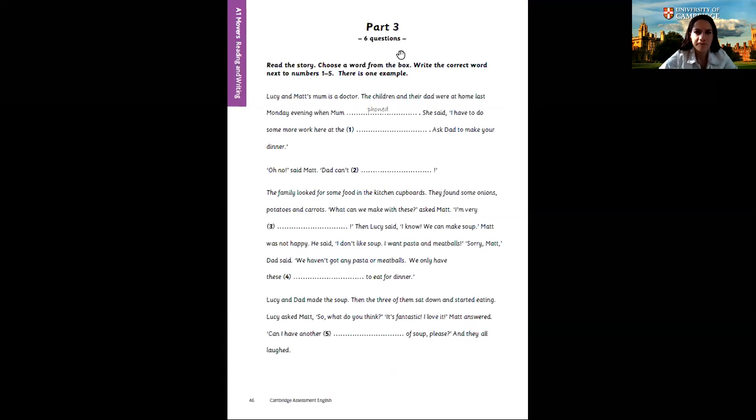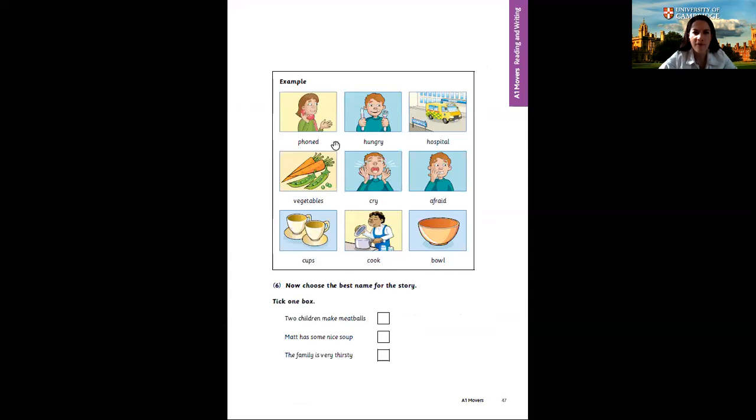In the third part of the text, you have to select a word from the box, okay? In this case, you have to be changing from one page to another, okay? First, my suggestion is to read all the text complete without the words, and then to check which words you are going to be using. For example, in this case, you have phone, hungry, hospital, vegetables, cry, afraid, cups, cook, and bowl.